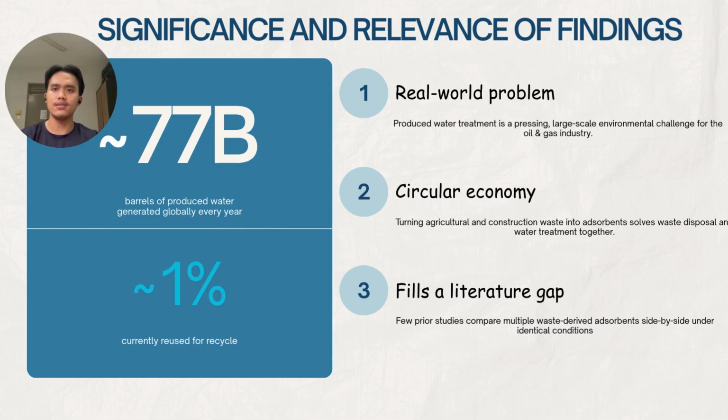Despite these limitations, the findings are significant. Produced water treatment is a real and large-scale environmental problem, and using a low-cost agricultural waste to treat it supports circular economy goals. The study also fills a glaring gap by comparing 7 materials side by side under the same conditions, which is rare in this field.